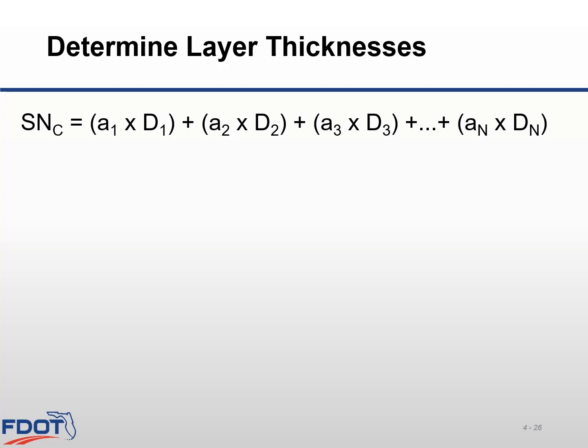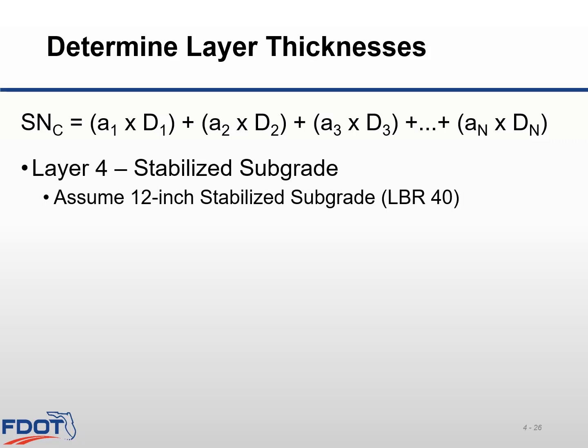So let's go back to our example problem now, and let's look at some things for the layers. Let's start with the stabilized subgrade, since we can go ahead and make some assumptions about that layer. We can assume that it will be a 12-inch stabilized subgrade with an LBR value of 40, because that's a fairly standard stabilization we use here in Florida, because it provides a good working platform, and we'll be sure to specify it in the pavement design that goes into the plans.